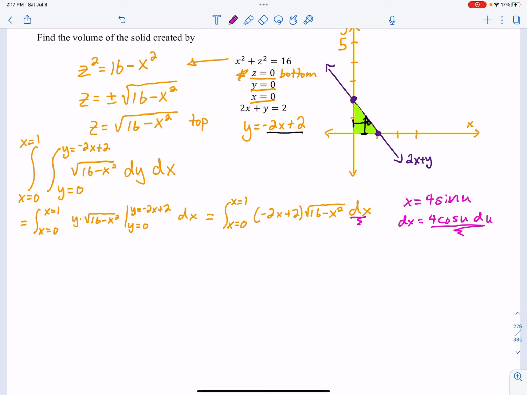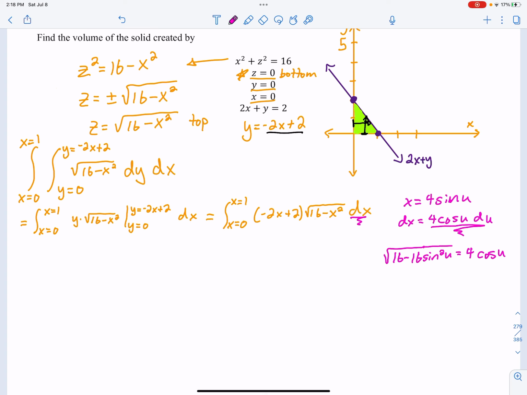But also check this out. If I take 16 minus 16 sine squared u, this thing is equal to 4 cosine u. You can go ahead and figure that out if you want. Subtract your 16 out, replace it with a cosine squared, and then take your square root. That's what you get. That's going to go right here.